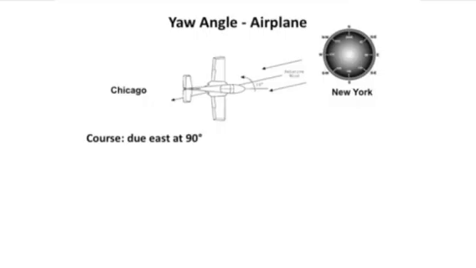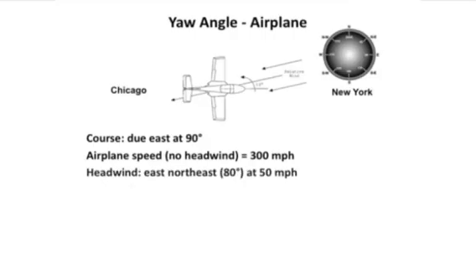Let's say I'm flying in an airplane, I'm flying due east from Chicago to New York, and my course is, let's say, 90 degrees due east. Now, if I have no headwind, my airplane speed is, let's say, 300 miles per hour. But in fact, in this scenario, I have a side wind coming from the east-northeast at 80 degrees, which is at, let's say, 50 miles an hour.